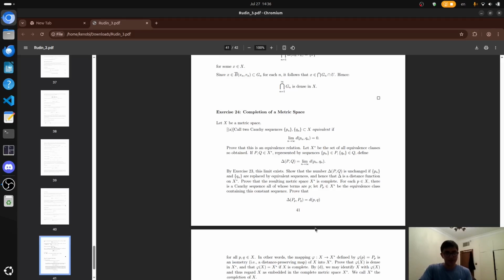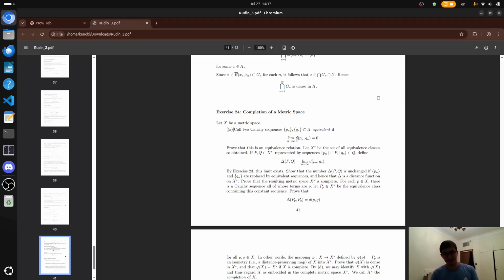Now we have the completion of a metric space. We call two Cauchy sequences Pn, Qn in X equivalent if the limit as n goes to infinity of d(Pn, Qn) equals 0. So prove that this is an equivalence relation. Obviously it's reflexive, because the limit as n goes to infinity of the distance from Pn to Pn is obviously 0. It's symmetric because the distance from Pn to Qn and from Qn to Pn is the same thing.